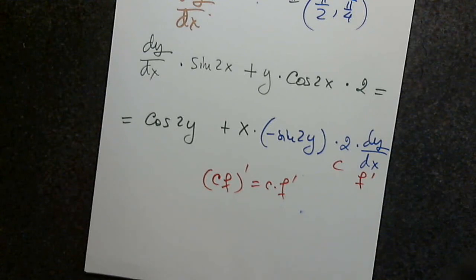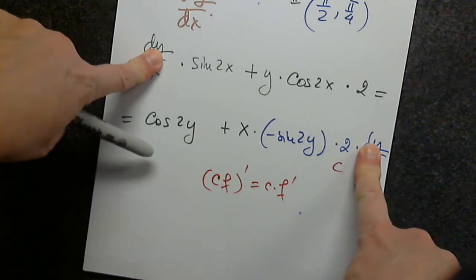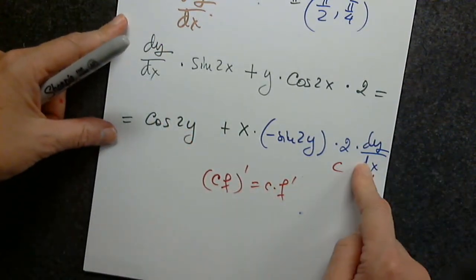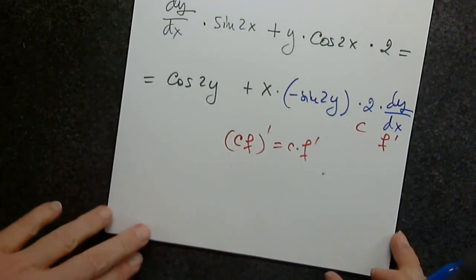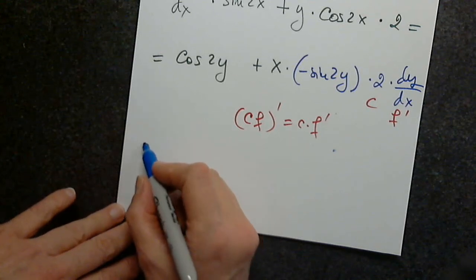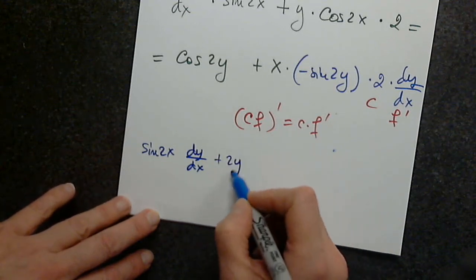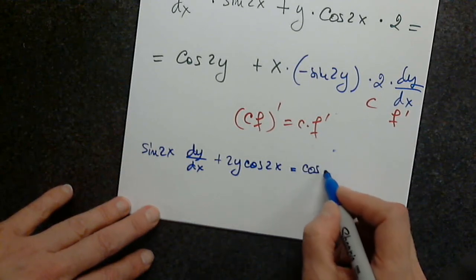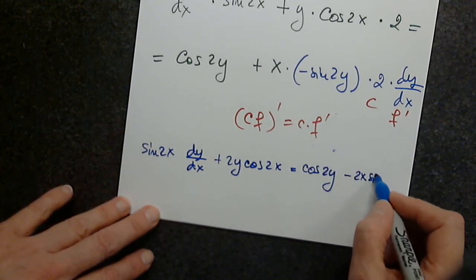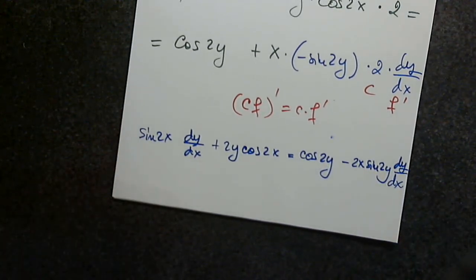Okay, now I have to clean it up, organize it. I realize that I have the variable in 2 spots. It doesn't matter to me. If you want it here, that's fine, and then move it to the other side. But let's clean it up in one row. See if I can make it. You can. But it's doubtful if I can. dy over dx plus 2y cosine 2x equals cosine 2y minus 2x sine 2y dy over dx. A miracle has just happened. I fit it in one row.